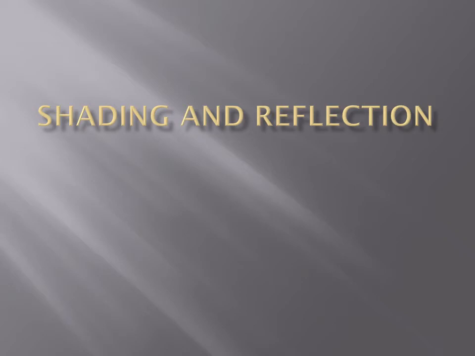When light falls on an object, it can be reflected, absorbed, or transmitted. In this topic we will discuss how light is reflected from a surface, what the various types of reflections are, and what shading is.